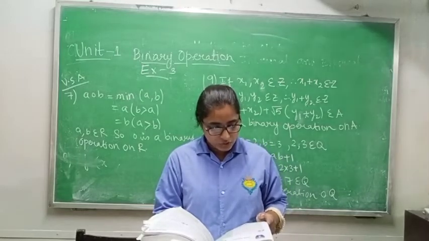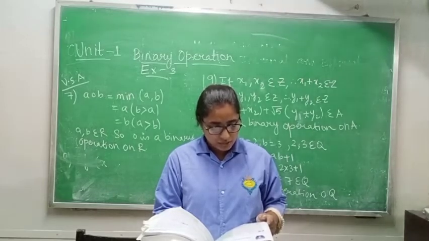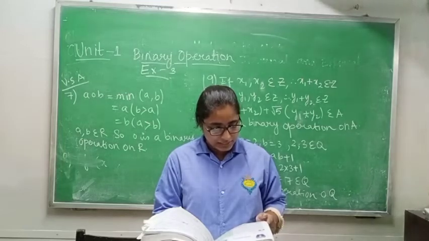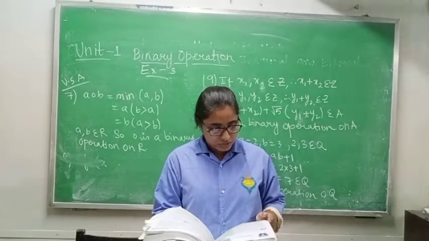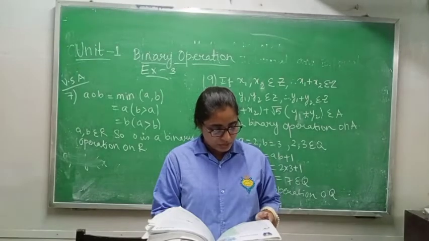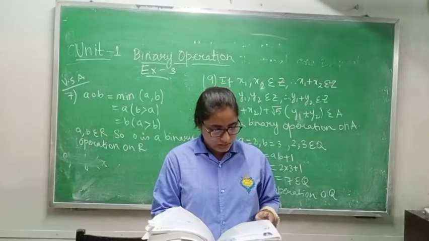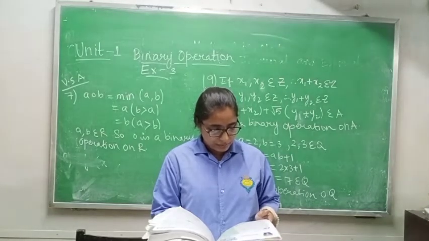A binary operation, also called binary composition, is a function from S cross S into S, that is, a function f: S cross S to S. Thus, a binary operation assigns a definite element of S to each ordered pair (a, b) belonging to S cross S. From the definition, it is evident that a binary operation is a rule of correspondence which assigns to each ordered pair (a, b) in S cross S a definite element of S.